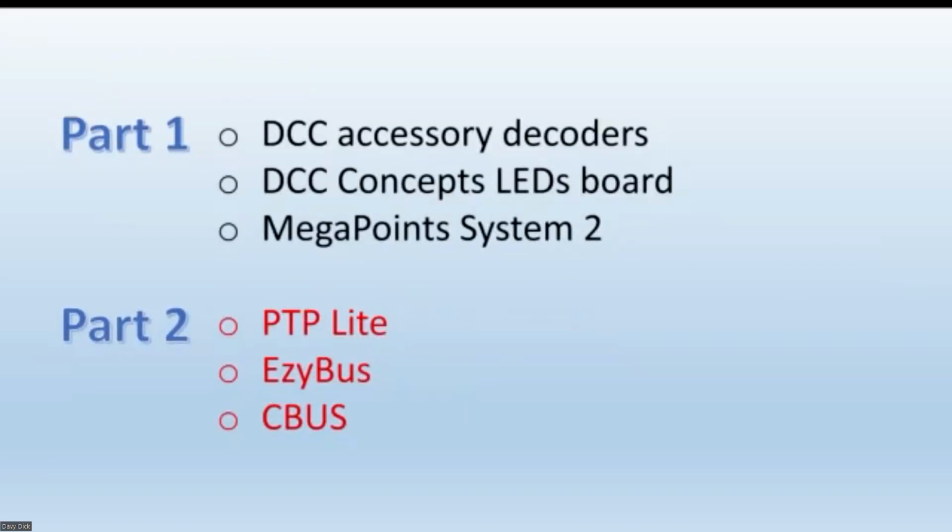Today we're looking at using the DCC accessory decoders, and then the DCC Concepts board, and the new Megapoint System 2 board, which are all commercial ones. And then in part 2, we'll look at the 3 main offerings from MERG: the peer-to-peer light, EasyBus, and CBus, with their different pros and cons. So let's start at the beginning.